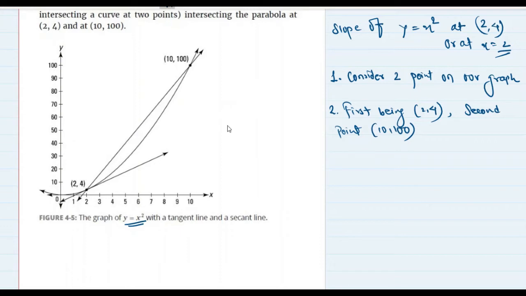You can consider 9 comma 81, because since this function is a square function, whatever the domain is, you square it and you get the range. So you can get 9 comma 81 or 11 comma 121 or 8 comma 64, anything will do, but this is fine. So first is the point at which you have to find the slope. That should be the first point.